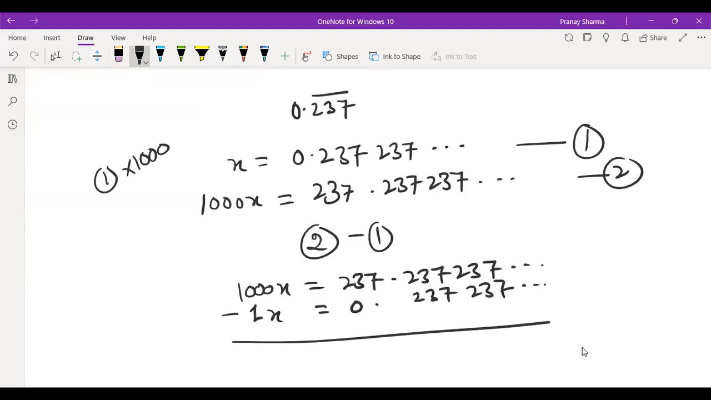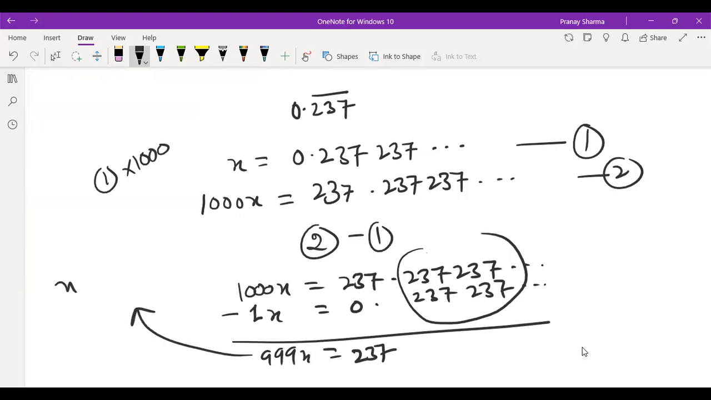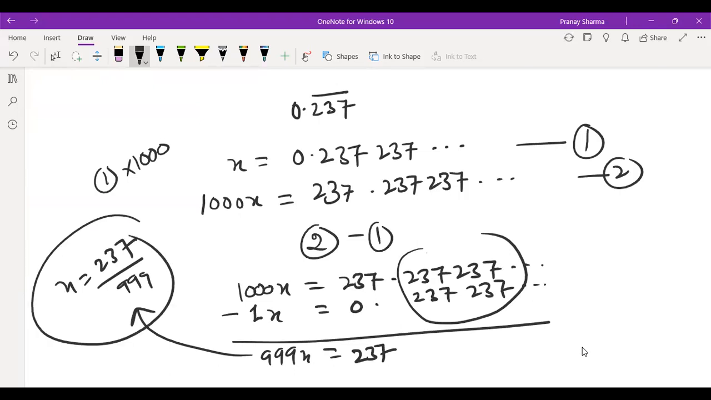If you subtract them, this will become 0. 237 minus 0 is 237 equals 999x. So from this we can say that x should be 237 divided by 999. All right. So this is the representation wherein x is nothing but a rational number, right? 237 divided by 999. So it will be 237, 237, something like this. Fine.